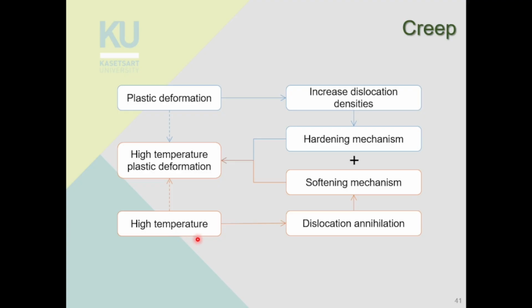high temperature means the dislocation movement is easier, and also the dislocations will annihilate each other. They will move, and then they will meet up with another dislocation and cancel each other out. Okay, and this is a softening mechanism. So you have these two mechanisms happening at the same time.